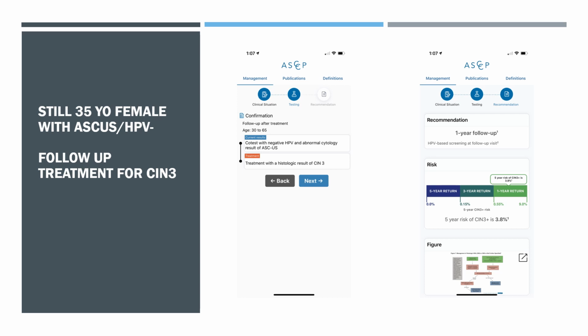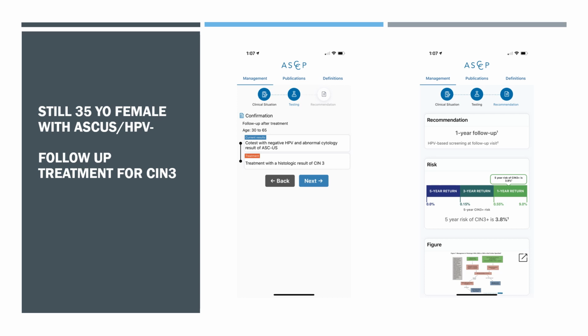So what if we have a 35-year-old female with ASC-US and HPV negative? Again, we're looking at the exact same results that the previous patient had. But now, instead of coming in for routine screening, the patient is coming in for follow-up treatment for CIN3. If you look at this confirmation screen, again, I didn't put all the screenshots from all of the individual components, we have co-testing negative HPV, abnormal cytology of ASC-US, and their previous history was treatment with histologic results of CIN3. Now you're looking at a 1-year follow-up.